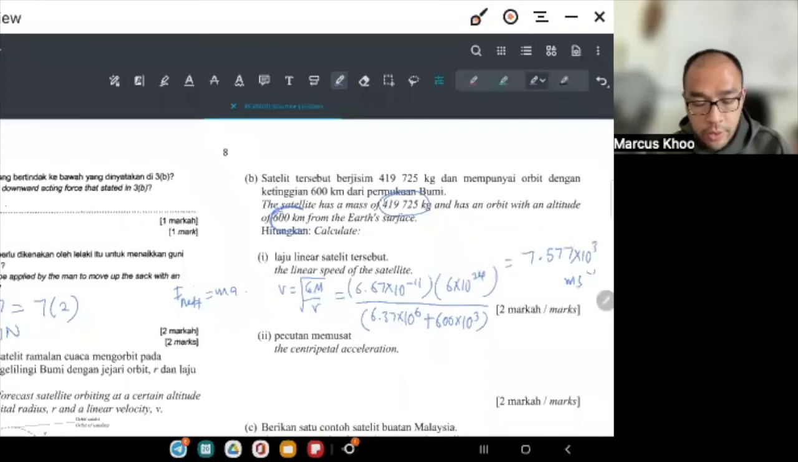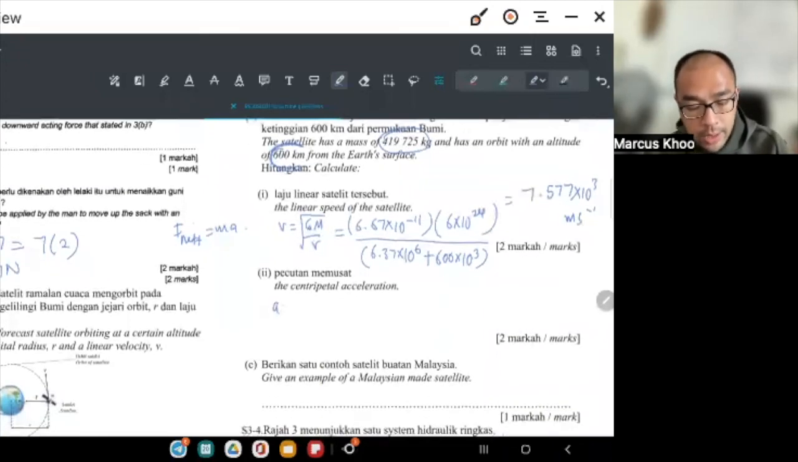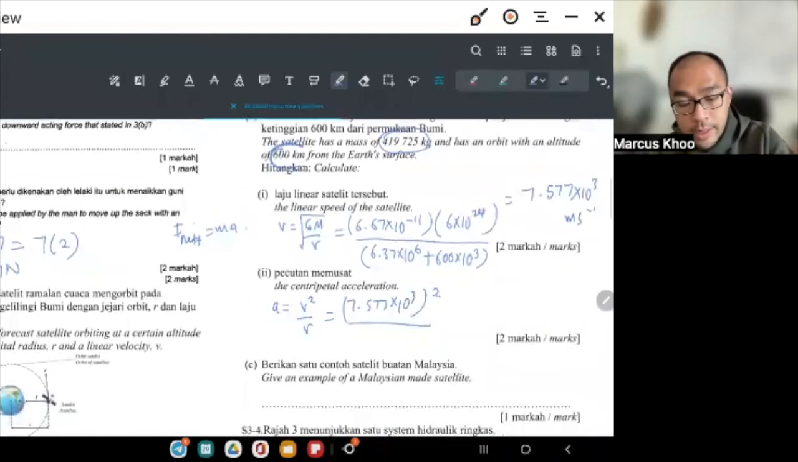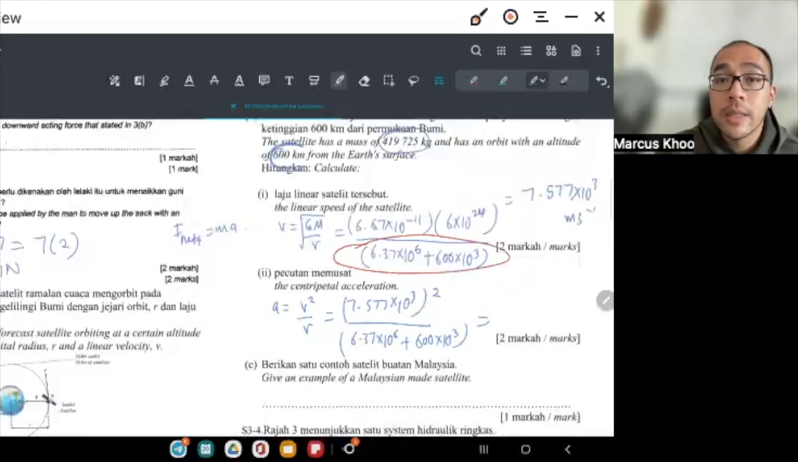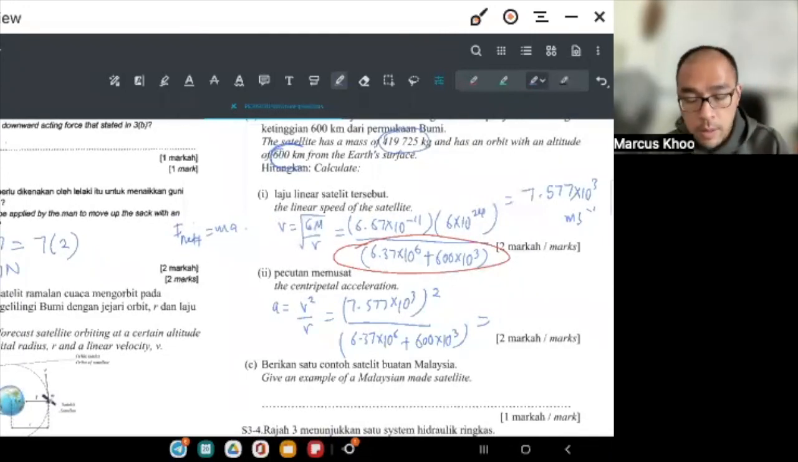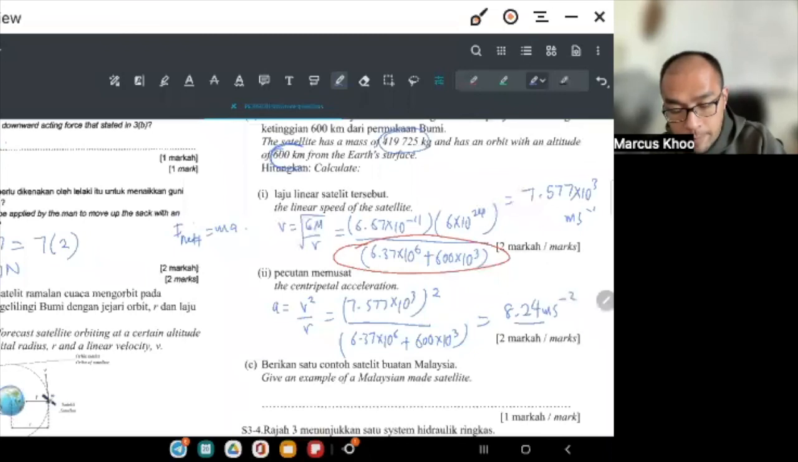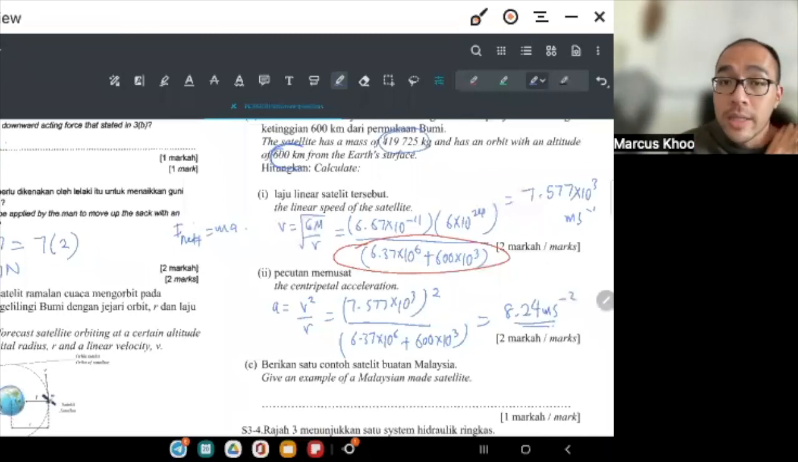After that, you calculate the centripetal acceleration, which is a equals v squared over r. You get the v, 7.577 times 10 to the power 3, and square it over the same r that we used over here: 6.37 times 10 to the power 6 plus 600 times 10 to the power 3. When you calculate this, you get about 8.24 meters per second squared, which sounds just about right.